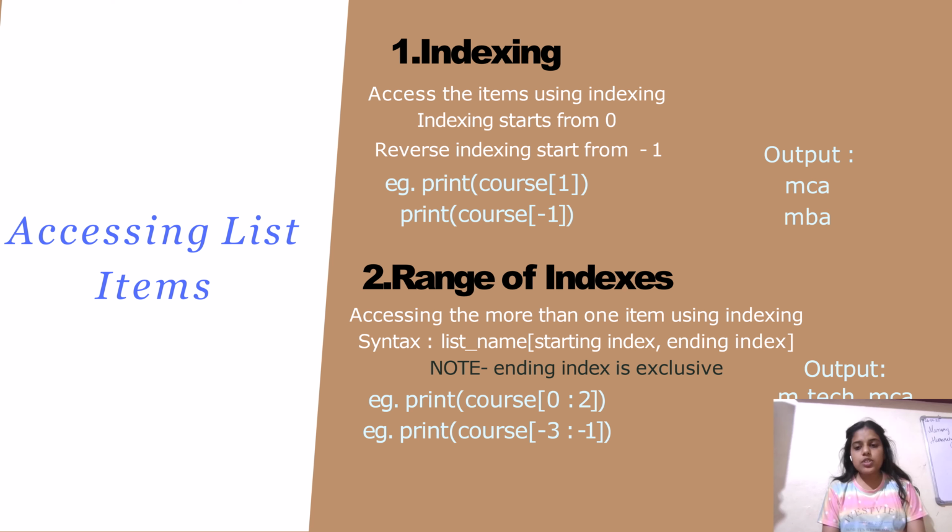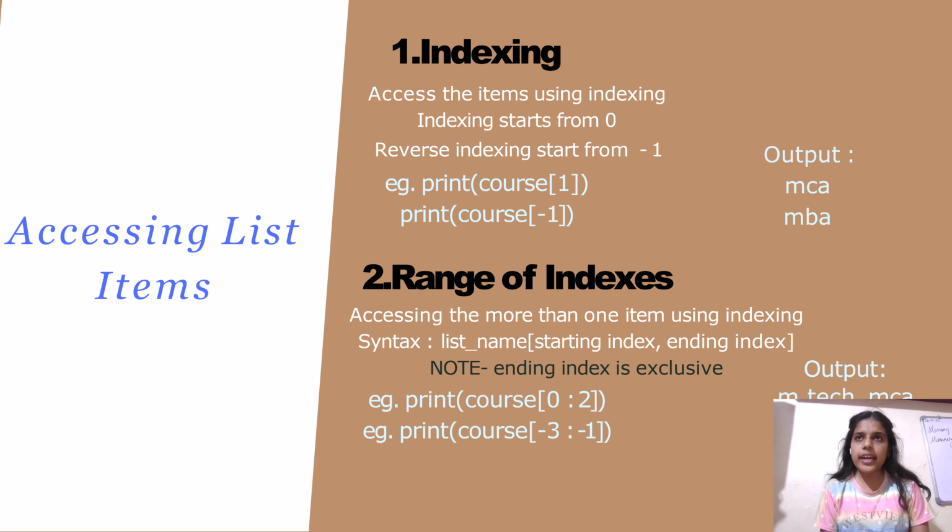So there are two ways to access the list items. The first one is indexing, and the other one is range of indexing. Here in indexing, we have two types of indexing. First one is positive, and the other one is negative. So the positive indexing starts from the first element of the list, and the index starts from zero. As I showed in the example, if you want to access the item at the first position, you can get it by indexing.